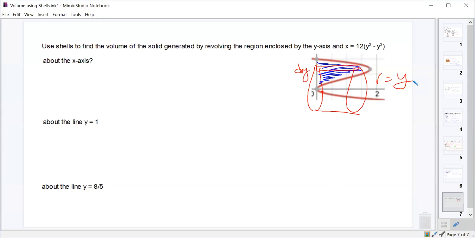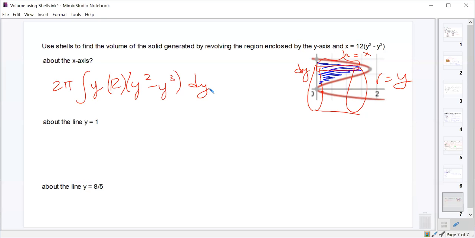What about the height? The height ought to be this distance, right? That's my height, which is just x. Well, x is just 12 times y squared minus y cubed. So this ought to become 2 pi times an integral of my radius, y, times my height, 12 times y squared minus y cubed dy.